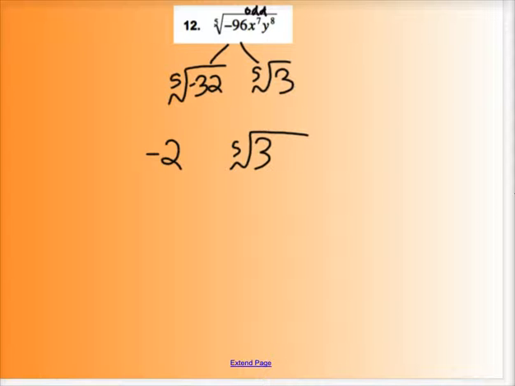So now let's start looking at our exponents. So the x to the 7, well, 5 goes into 7 one time completely. So I can pull out an x to the first. And then there's that remainder of 2. There's going to be 2 left over. Now the y to the 8. Well, 5 goes into 8 one time completely. So I can pull out a y to the first. And this time, there's going to be a remainder of 3. There are 3 left over. And that represents our final answer.